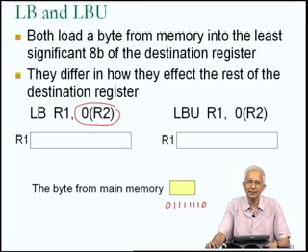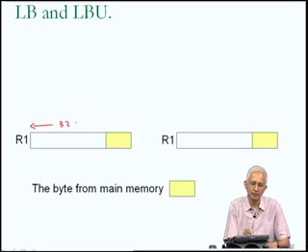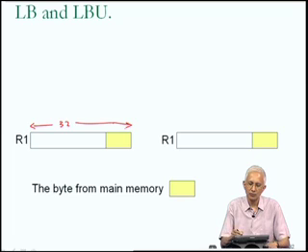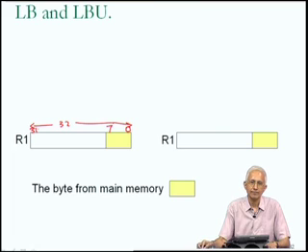So for both load byte and load byte unsigned, the effect of the instruction is that the byte from memory goes into the least significant 8 bits of the register. Remember, the register is of size 32 bits. So the byte from memory, whatever it is, occupies the least significant bits. In other words, the bits from 0 through 7, if I number the bits from right to left. The most significant bit is what I would call bit 31. So both of them load the byte into the least significant byte.